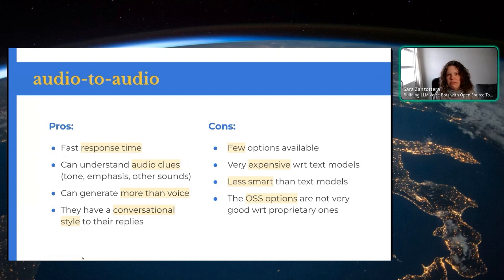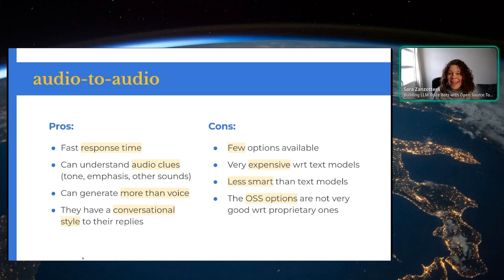Again, just to have a very quick overview of the pros and cons. The advantages of an audio-to-audio LLM is that the response time is fast and stable, because simply there are fewer components in this pipeline entirely. They can, at least in theory, understand these audio clues, so, for example, the tone or pitch or something like this.